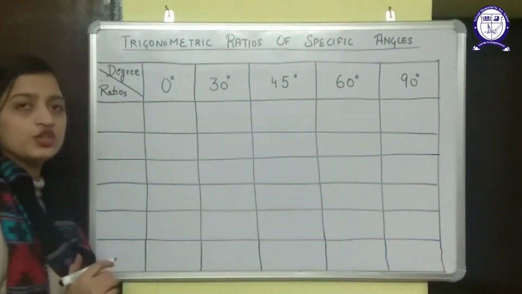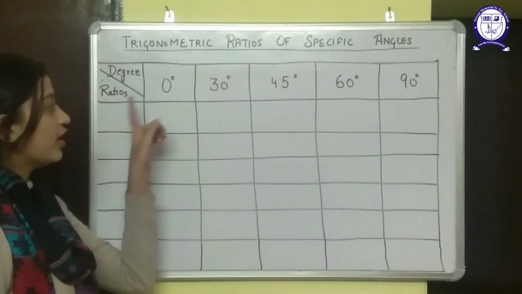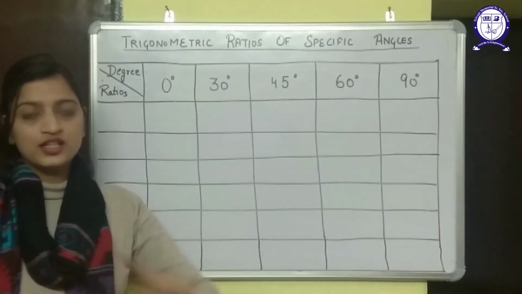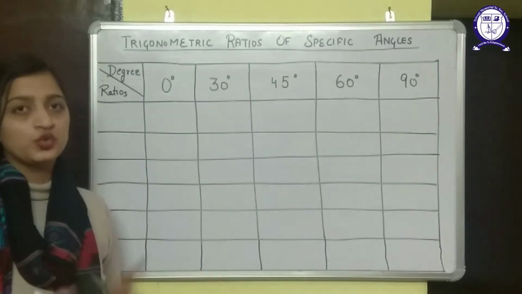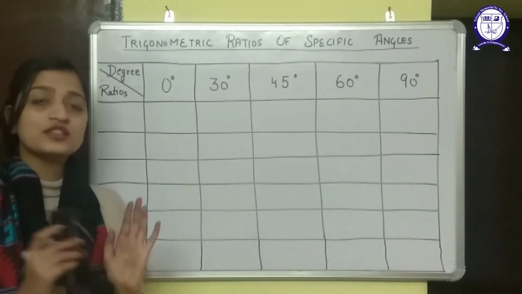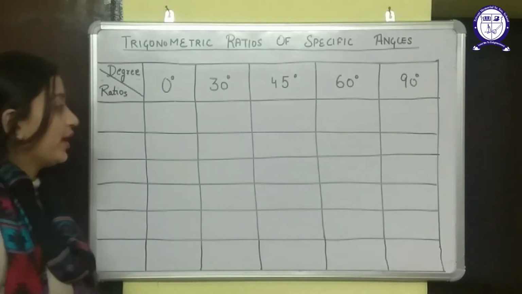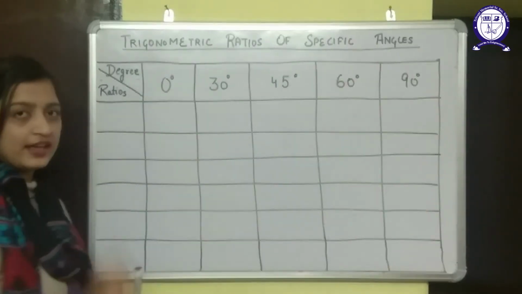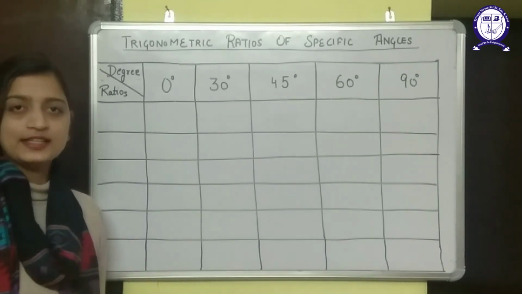Whenever you have any question in which the angles are any one of these 5 angles, it's obvious that you will use the table to do that question, because the values are predefined for those angles. Here I have written the degrees: 0, 30, 45, 60 and 90.